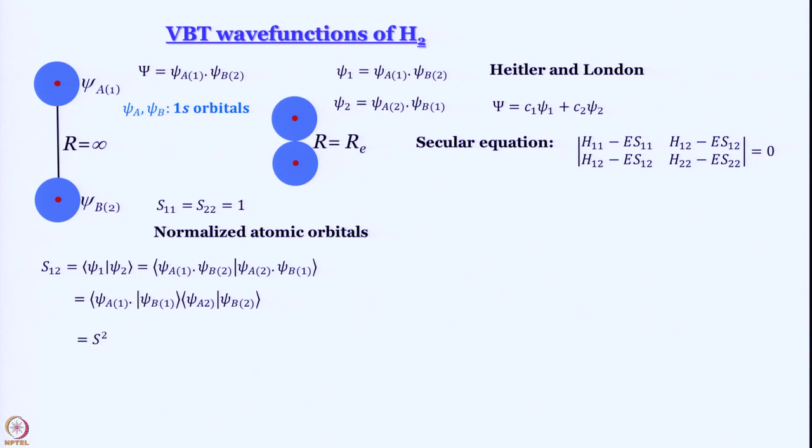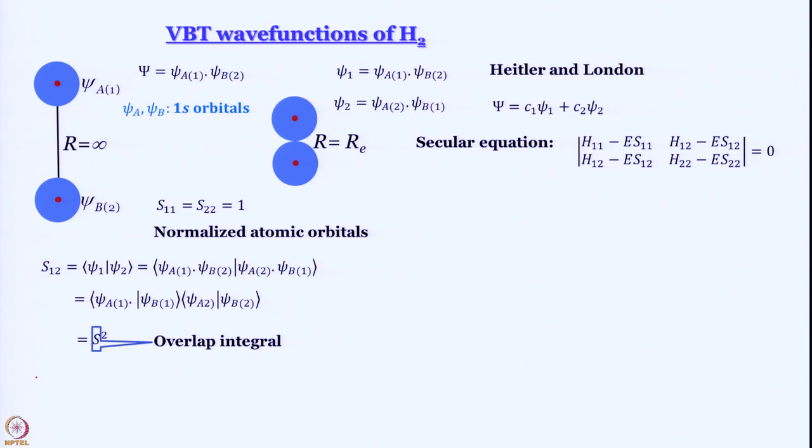So, what we would say is, of course, there is no difference between the two. The indices are different, but that's all. So, we call this S, we call this S, and we call this S square, and it has a name. S is called an overlap integral. Why is it called an overlap integral?